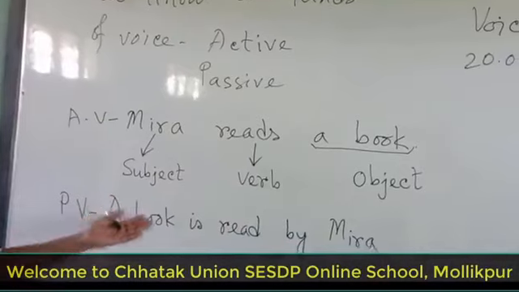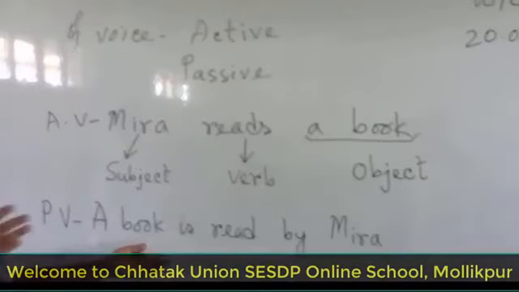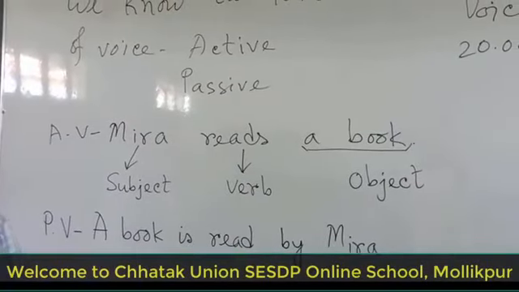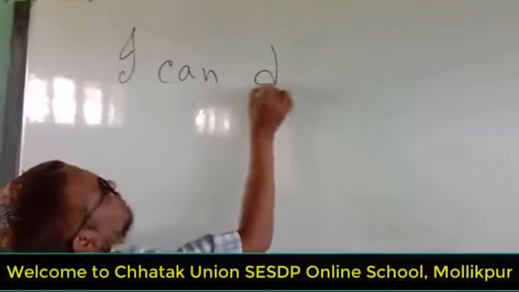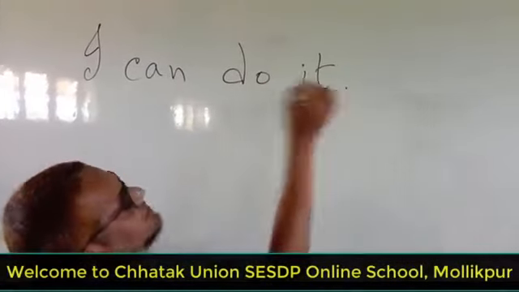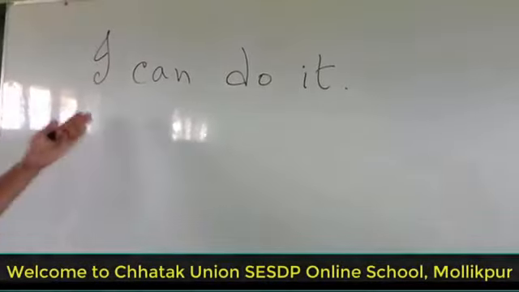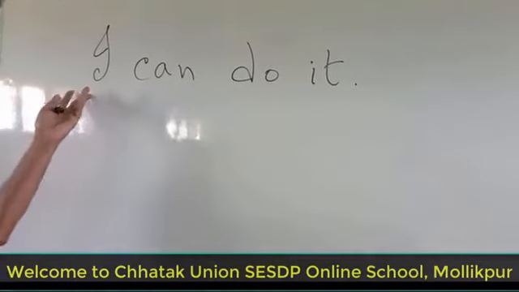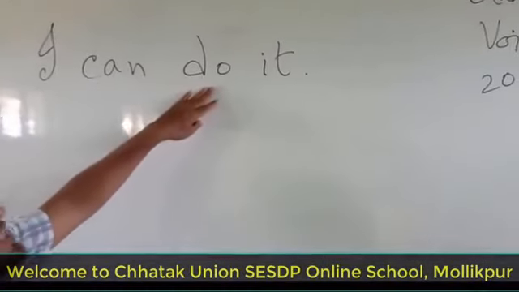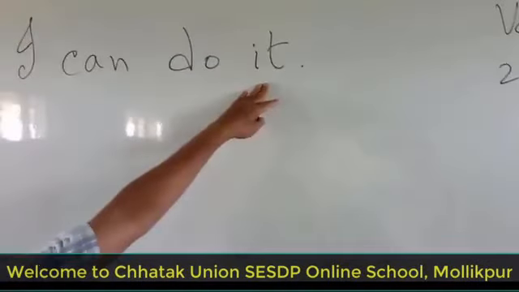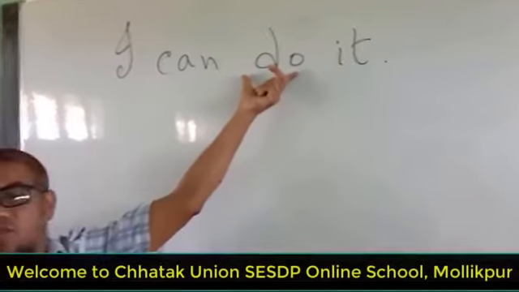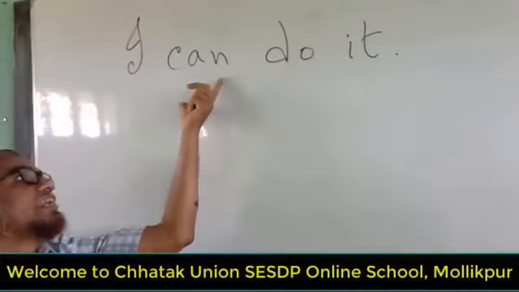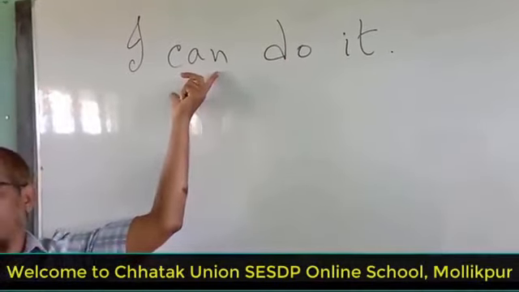Then it will be very easy for you to change the active voices into passive voice. I can do it. Very simple sentence. Here I is subject, can is a verb, do is another verb, it is object. Do is the principal verb or main verb, can, as you know, is a modal verb.